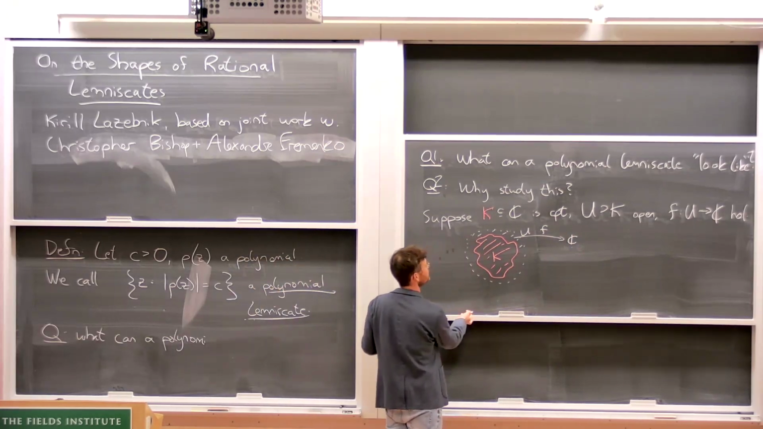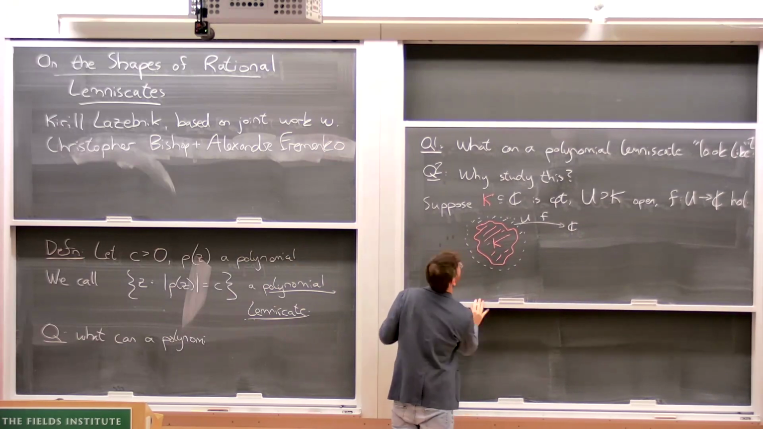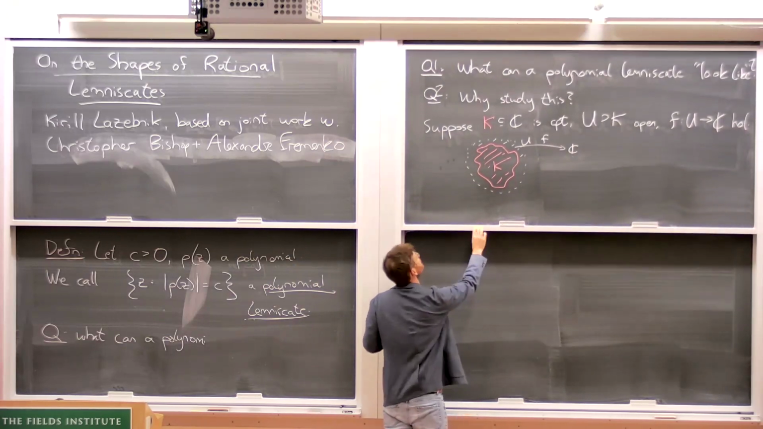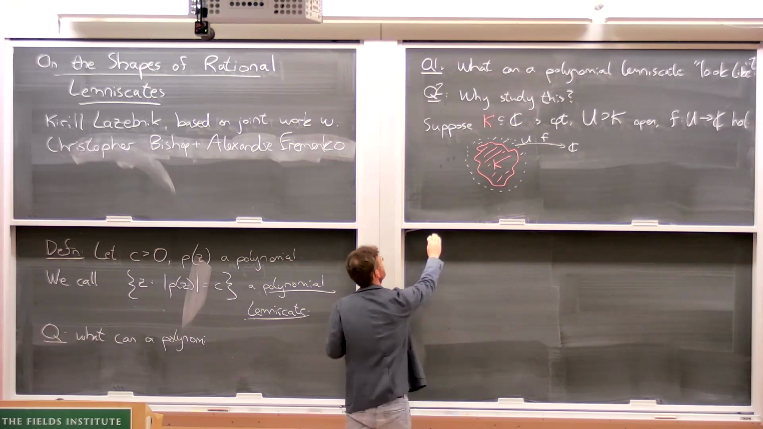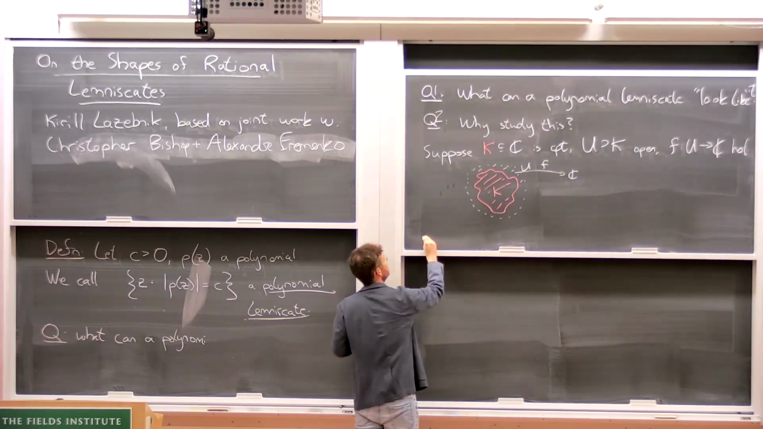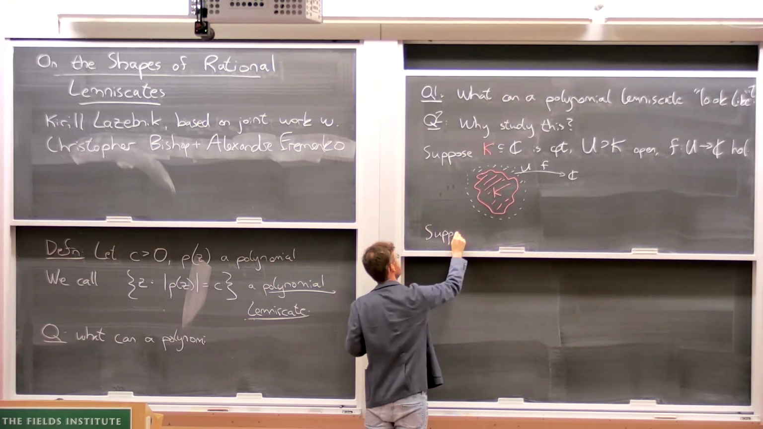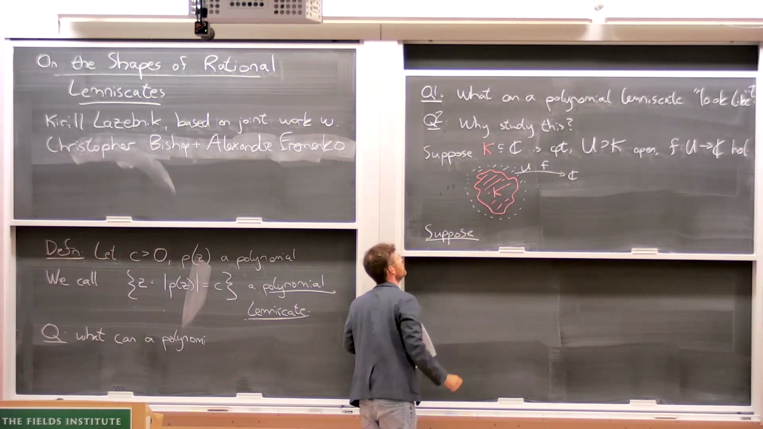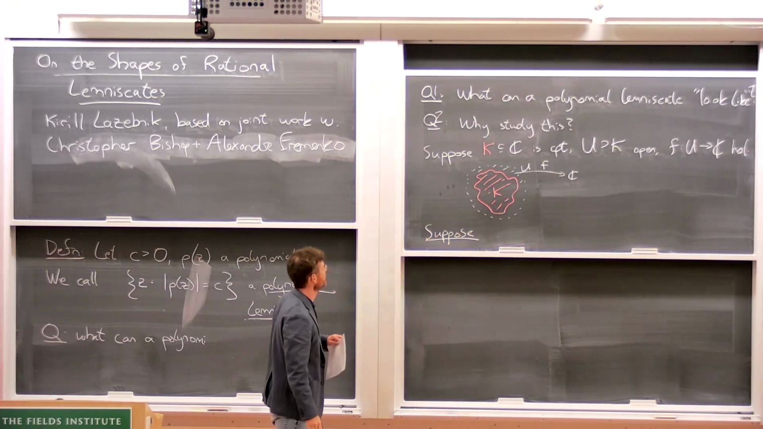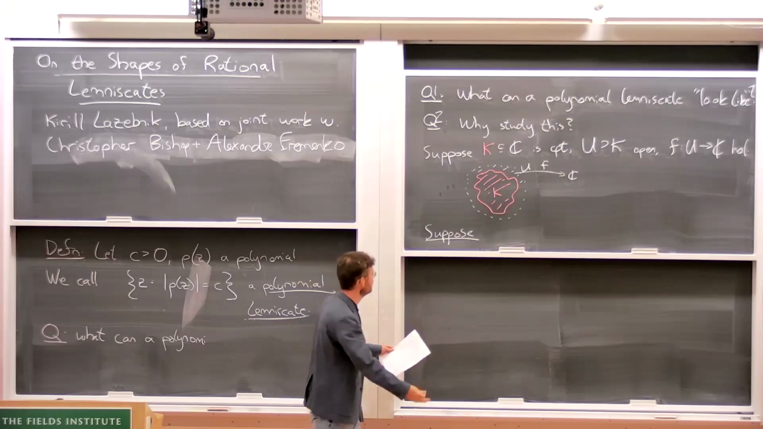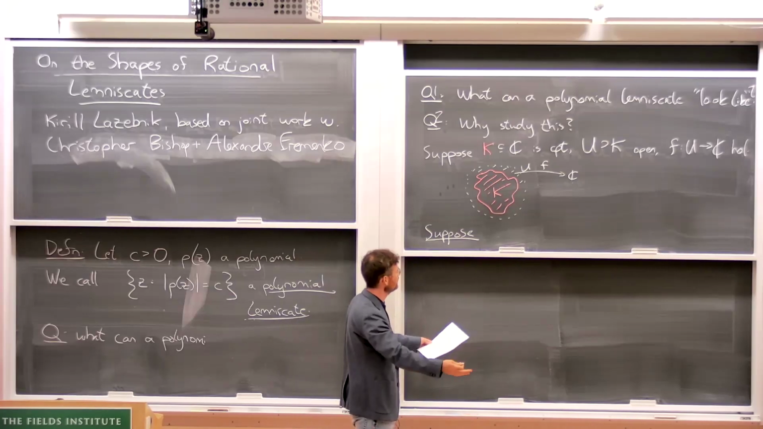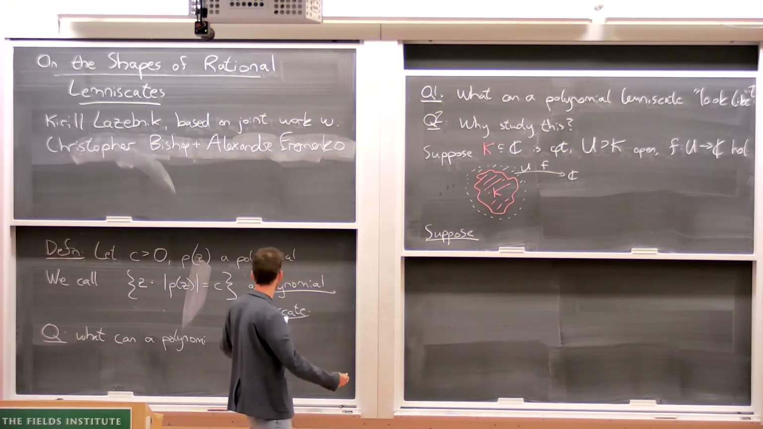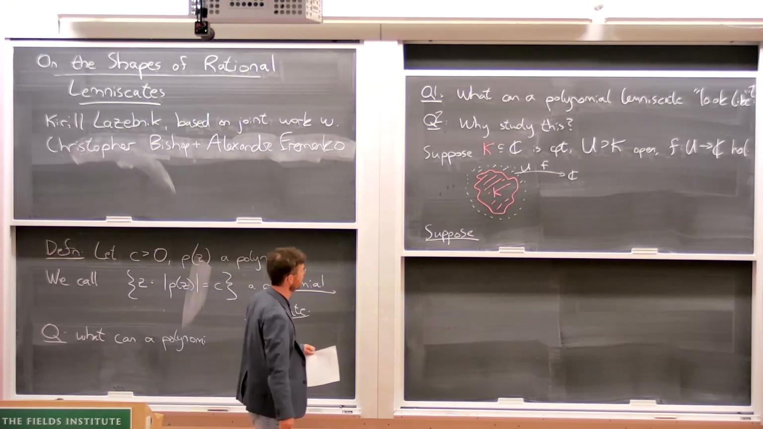So where do Lemniscates come in? Well, they come in the following sort of supposition, and I'll explain this later, but for now it will be something we're going to suppose, and we'll see that the supposition leads to some interesting consequences which justify the study of polynomial Lemniscates.